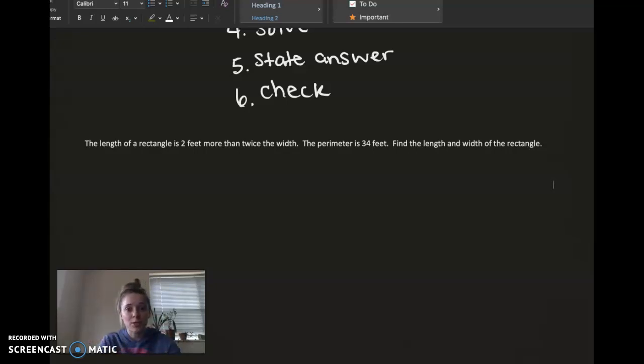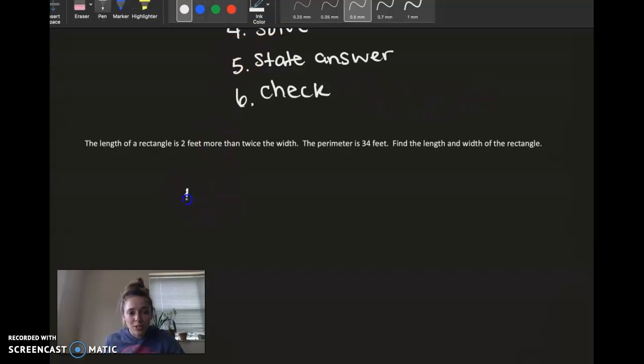So again, first part is just reading the problem. What are we being asked for? What information are we being given? We're working with a rectangle and we want to find the length and the width of it. If you can, it's always a good idea to draw a picture of what you're working with.